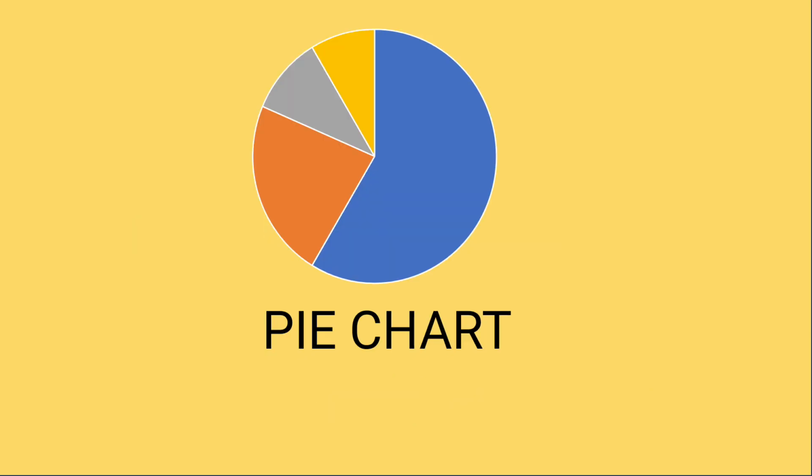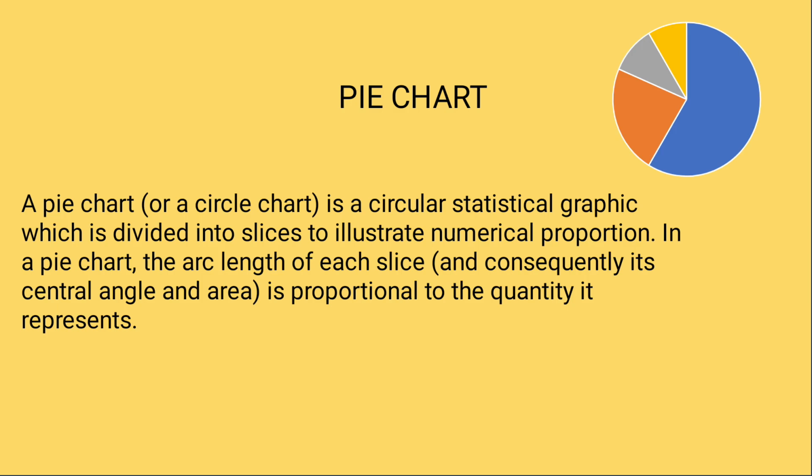Another most used chart is the pie chart or the circle chart. A pie chart or a circle chart is a circular statistical graphic which is divided into slices to illustrate numerical proportion. In a pie chart, the arc length of each slice and consequently its central angle and area is proportional to the quantity it represents.